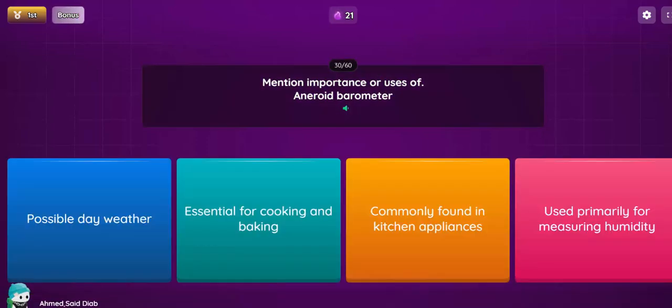Question: mention importance or uses of aneroid barometer. Option 1: forecasting weather. Option 2: essential for cooking and baking. Option 3: commonly found in kitchen appliances. Option 4: used primarily for measuring humidity.